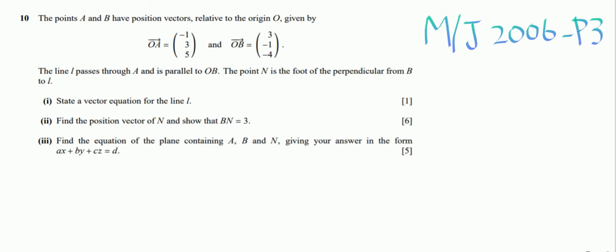Okay, so this is question number 10 of May-June 2006, paper 3. In this question they say that the points A and B have position vectors relative to the origin O given by OA, which is (-1, 3, 5), and OB, which is (3, -1, -4). The line L passes through A and is parallel to OB. The point N is the foot of the perpendicular from B to L.